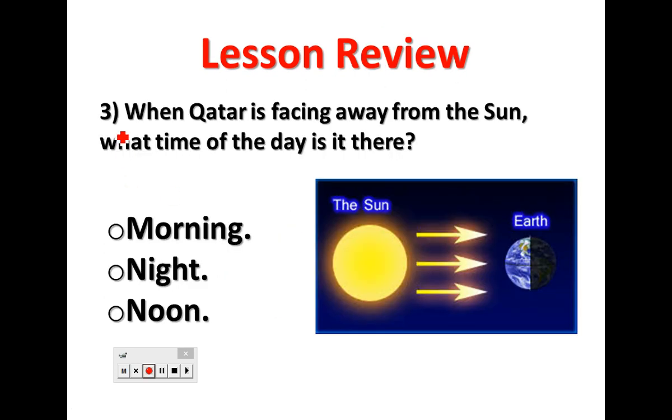Third question, if Qatar is facing away from the sun, here is Earth, and let's say Qatar is facing away from the sun, what time of the day is it there? So what do you think, what time of the day will it be here? Is it morning, night, or noon? If Qatar is facing away from the sun, it will be night time.